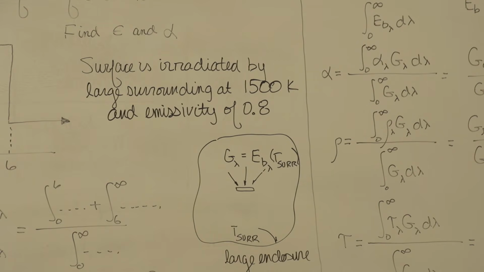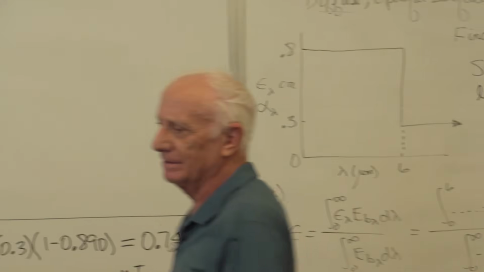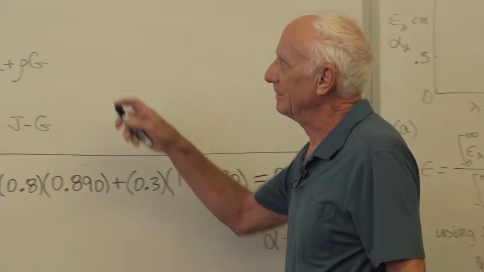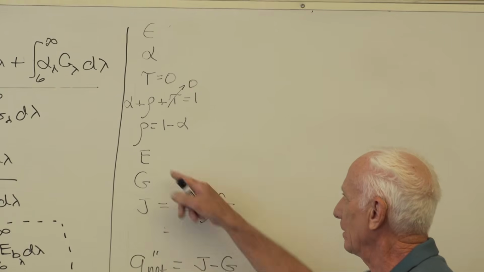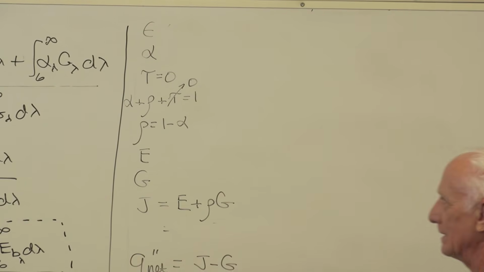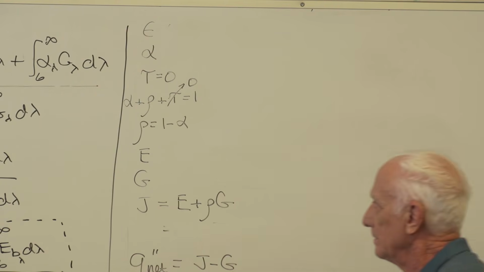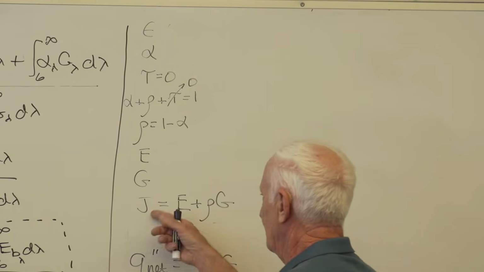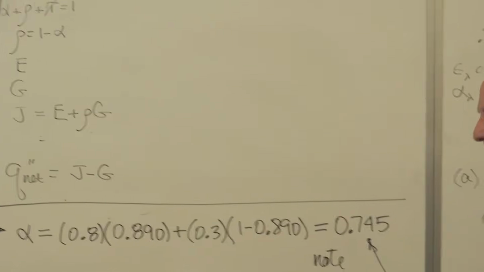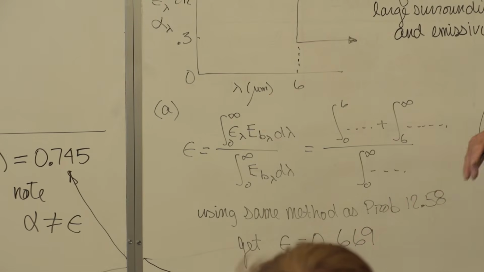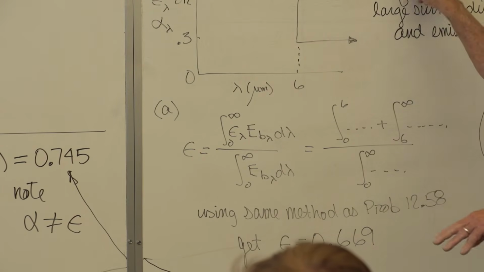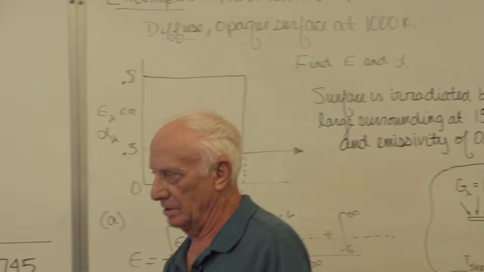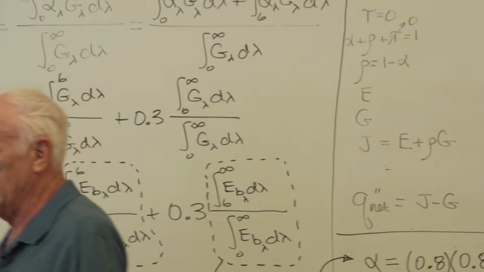Could you be asked for other things in this problem? Oh, of course you could. What's the transmissivity? It's opaque, so 0. What's the reflectivity? Do this. What's capital E? Fine, multiply epsilon times EB. You've got it. Done. G from there. J, net heat flux leaving the surface. So yeah, you could be asked for other things. This problem only asks you for two, but you could be asked for more. Just so you know what would be fair game to ask you.